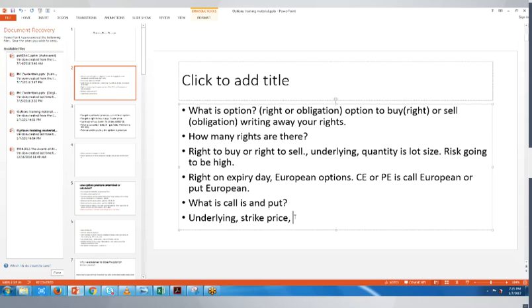So that is called a strike price, which is a particular price at which one can buy or sell. So I think I just explained what strike price is. Let's go to the third.